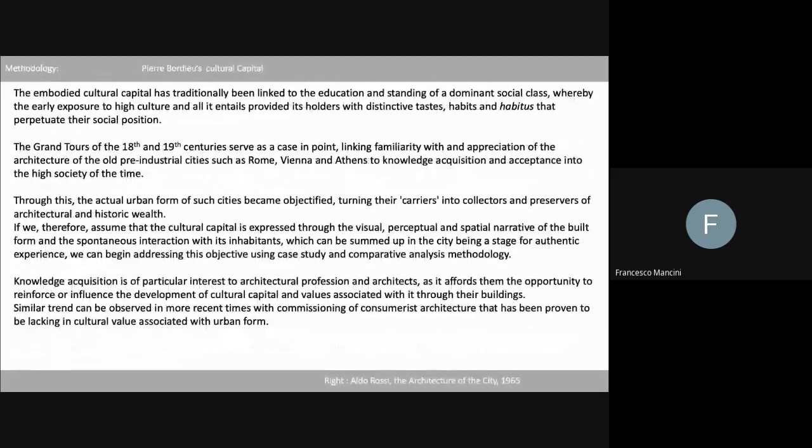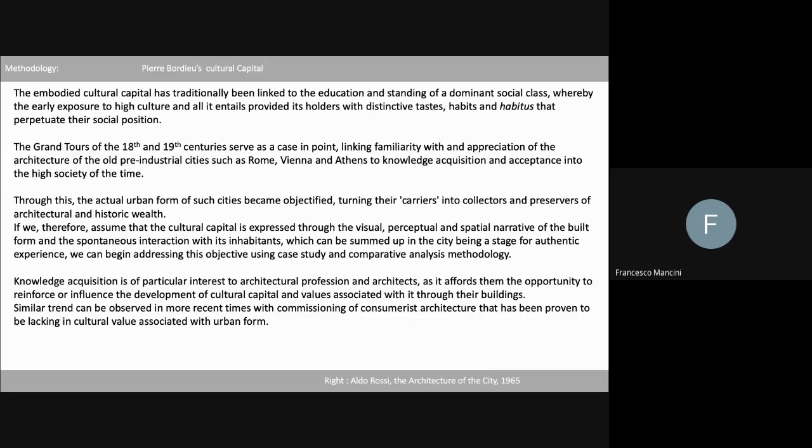The cultural capital has been embraced at a high level through the grand tours in Europe and through different initiatives, where those who could afford traveling and visiting could effectively absorb, developing a culture of place and a culture of design that has been proposed further.